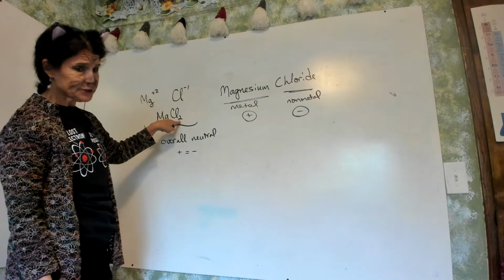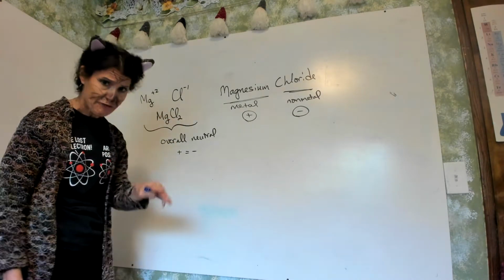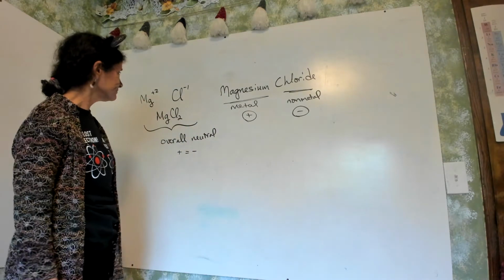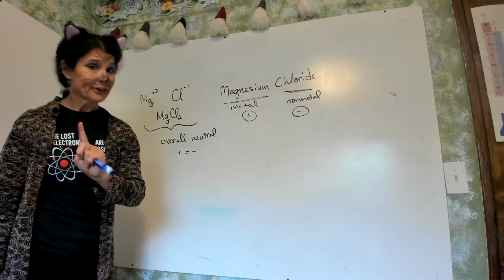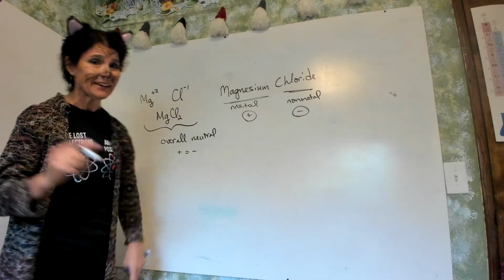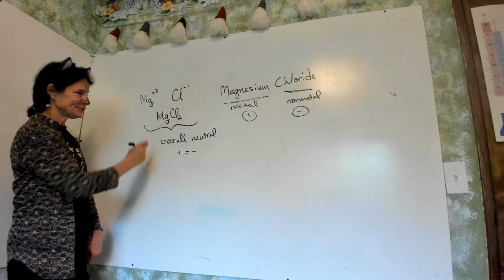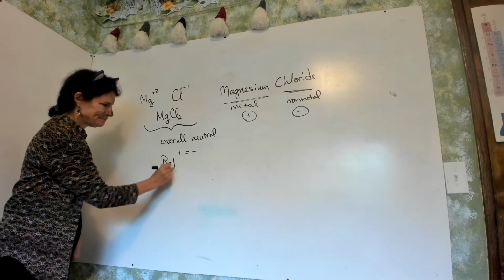The 2 means there's 2 chlorines. We never, ever show a subscript 1. That is something I would mark wrong. And also, in your final compound, you don't show the charges. You just show the ratio. So this is a ratio.